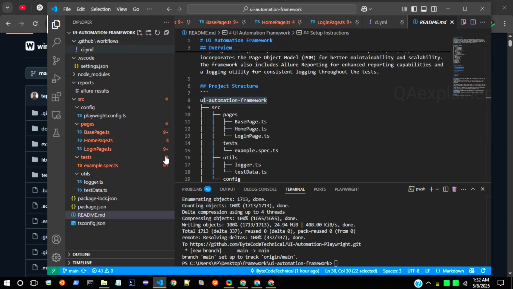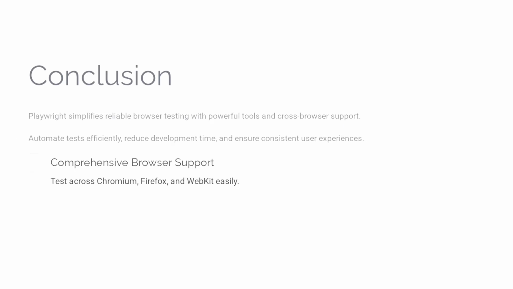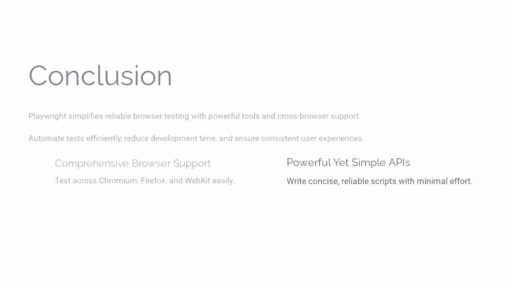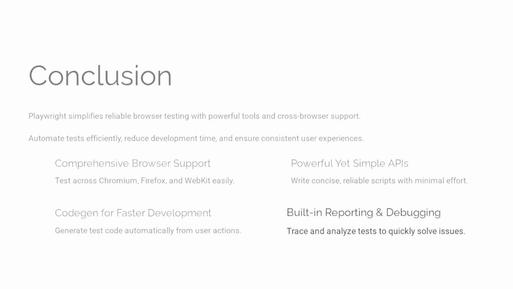Yeah, so that's all about this framework, guys. So guys, let me conclude this video. First of all, Playwright is a very simple and reliable browser testing tool. It has very comprehensive browser support. It has many powerful but simple APIs. Codegen also we have, and also we have some built-in reporting and debugging tools.